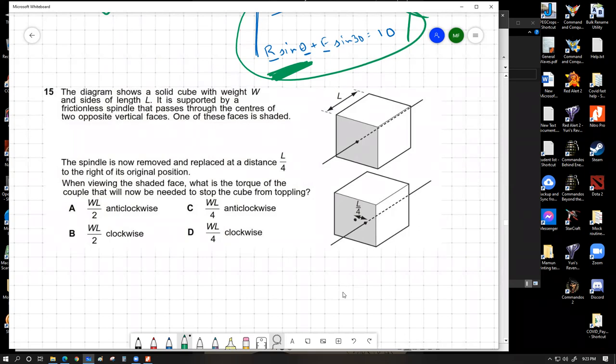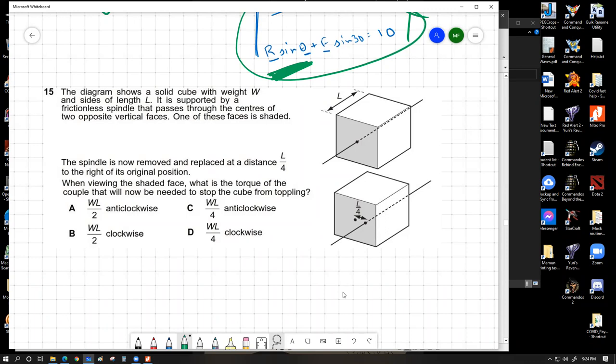Have a look. The diagram shows a solid cube of weight W and sides of length L. It is suspended by a frictionless spindle that passes through the center of two opposite vertical faces. One of these faces is shaded. So it's a three-dimensional figure. There is a rod that is passing from one side to another side. The spindle is now removed and replaced at a distance L by 4 to the right of its original position. When viewing from the shaded face, what is the torque of the couple that will now be needed to stop the cube from toppling?